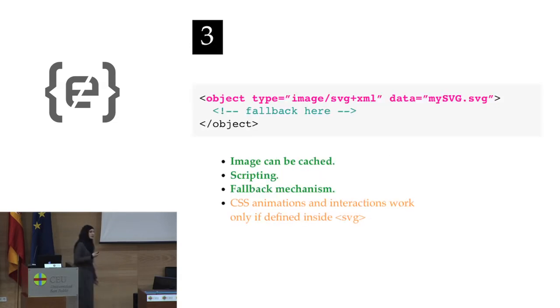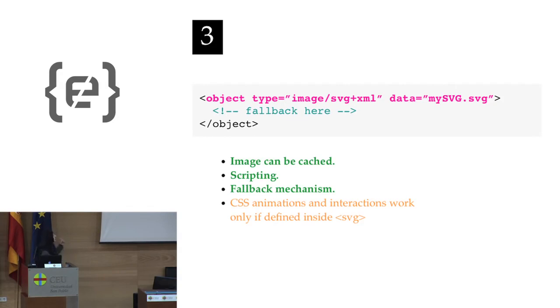This is the oldest, probably the one that has the most number of advantages. Using the object tag, you can also embed an SVG. It has a lot of advantages over other techniques. The first one is the image can be cached, just like the image tag. You can apply JavaScript to it. You can script it, animate it, manipulate it with JavaScript any way you want.